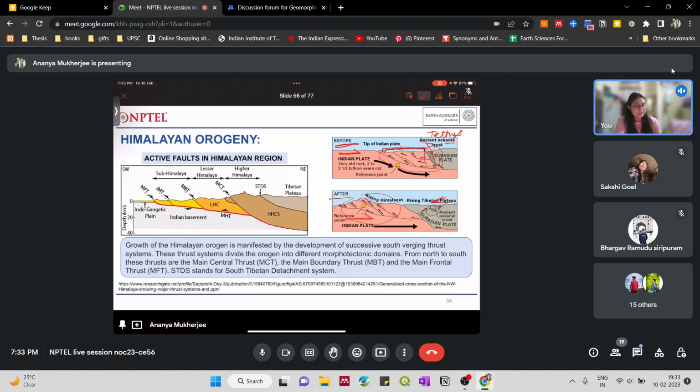So this is the reason, because this is an ongoing collision, you find active faults in the Himalayan region, which is responsible for a lot of the earthquakes that we hear about that happen in the Himalayan region in Nepal.